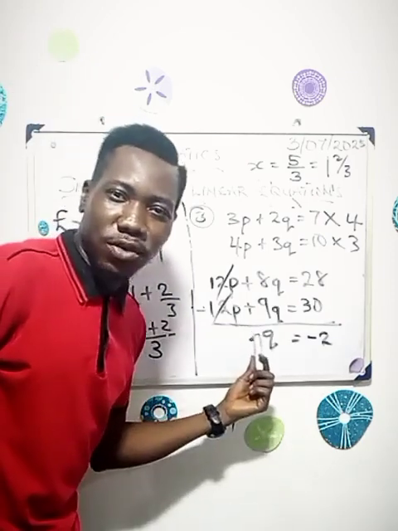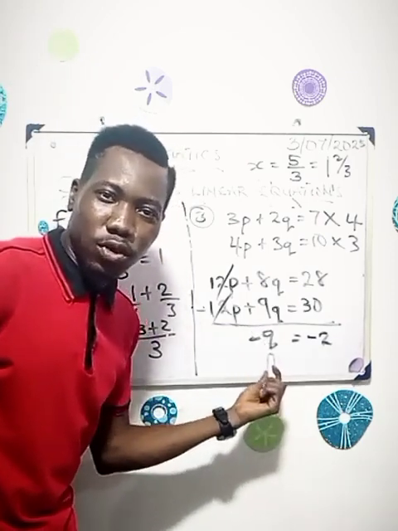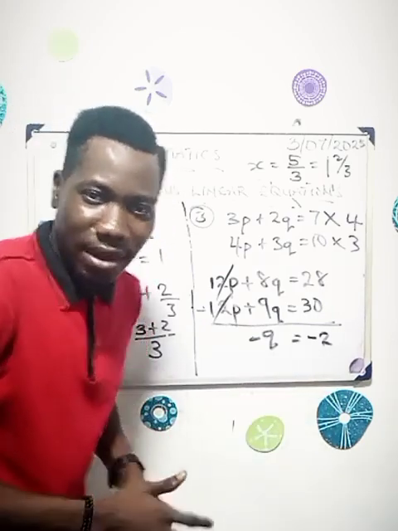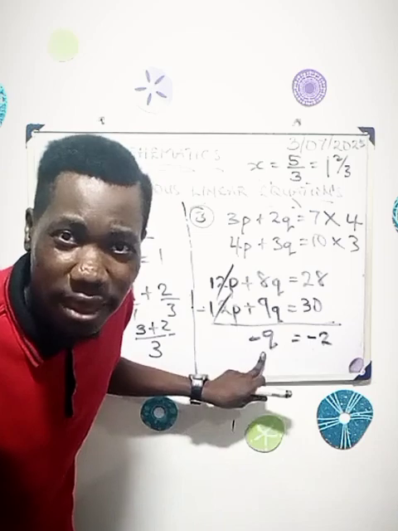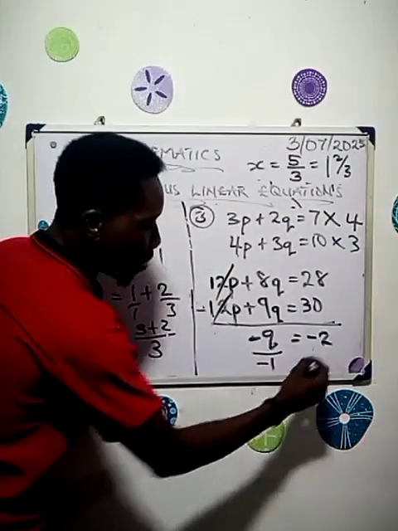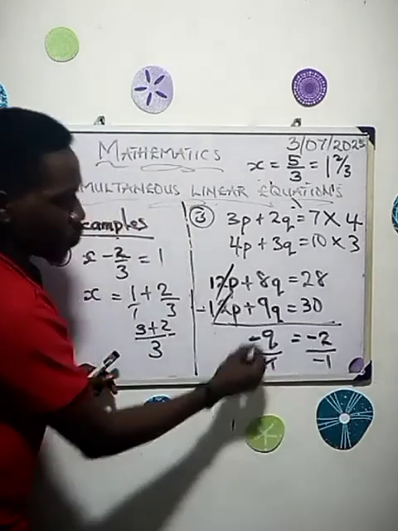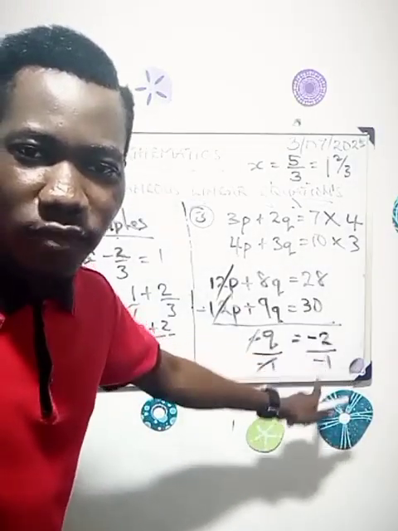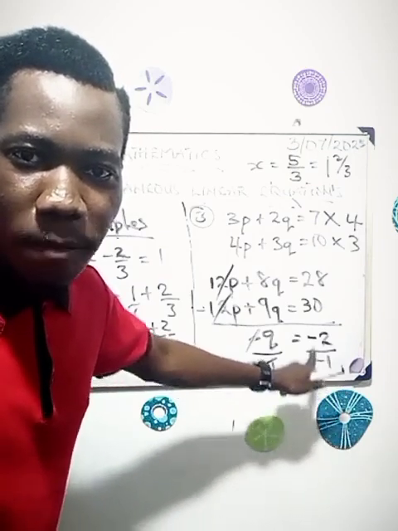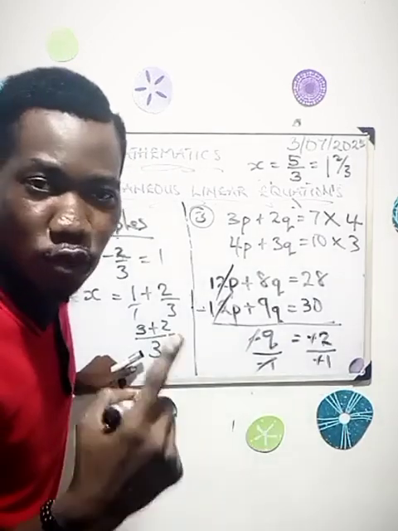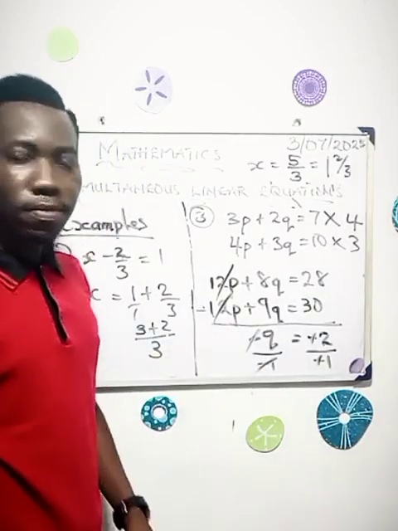Now what we need is the value of Q and not negative Q. We need Q. So what are we going to do? Divide both sides by minus 1. Exactly. Why? Because the coefficient of Q here is minus 1. So we're going to divide both sides by minus 1, and minus 1 cancels out the minus 1 here. Now Q equals, what is minus 2 divided by minus 1? Minus cancels minus, 2 divided by 1 is 2. So Q equals 2.